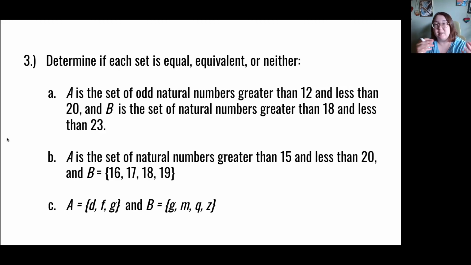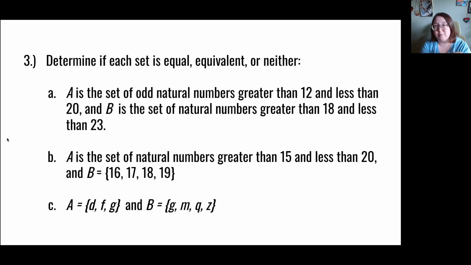So now we see a mixture of different methods. A was 2 sets in the descriptive method. B is 1 set in the descriptive method, and the second set is in the roster method. And for C, A is the set of D, F, G, and B is the set of G, M, Q, Z. So that's 2 sets in the roster method. We're going to try to compare them and see if they're equal, equivalent, or neither.